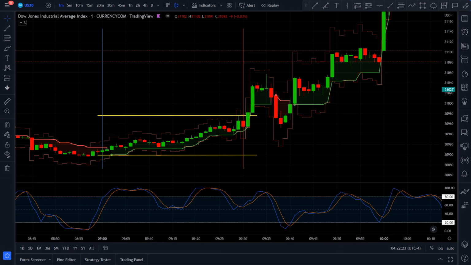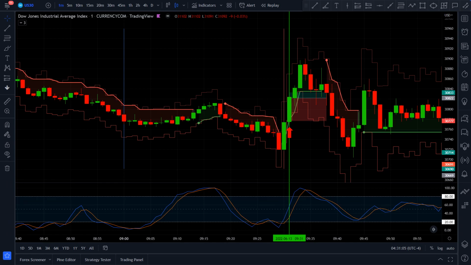For a long entry, the first thing we need to see is the breakout to the upside. Now there are two possible entry options, whichever plays out first, we will go with that one. The first option, if on the breakout candle we had a cross up on the stochastic RSI that happened within the last 3 candles, we can enter into a long position.